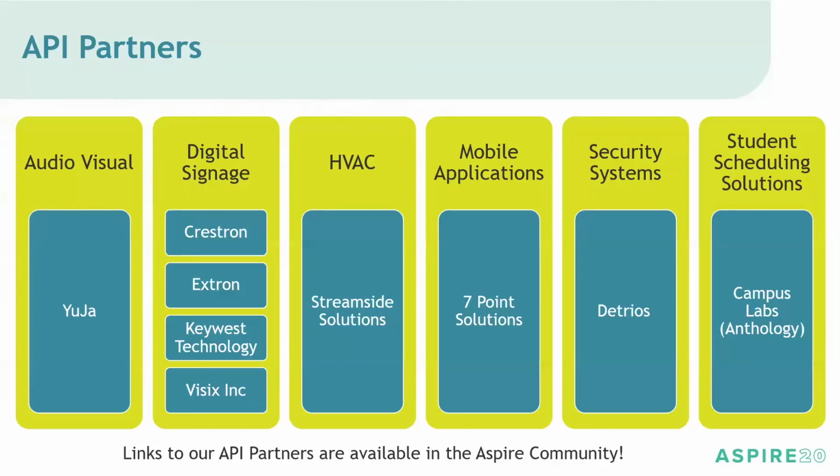And then the final category under student scheduling solutions is Campus Labs, which is now Anthology. They allow student organizations to create their own website and create specialized request forms that are more focused around student organizations. And then we work with them to pull that information out of their product and integrate that into Astra Schedule. There are links to all of these API partners available under the post in the Aspire community for this session. If you are working with another solution that you would like to see integrated with Astra Schedule, please let us know, and we would be more than happy to start the conversation.